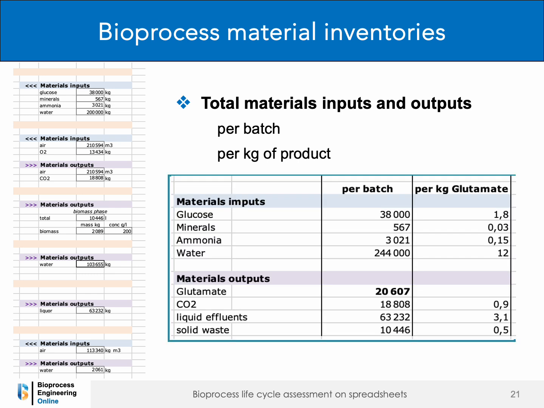For instance, in the case of the glutamate process, a single batch operation yields approximately 20,000 kilograms of glutamate. For every kilogram of glutamate produced, the process necessitates 1.8 kilograms of glucose, 0.15 kilograms of ammonia, 0.03 kilograms of minerals, and 12 kilograms of water. Simultaneously, 0.9 kilograms of CO2 and 3.1 kilograms of liquid effluents are generated.